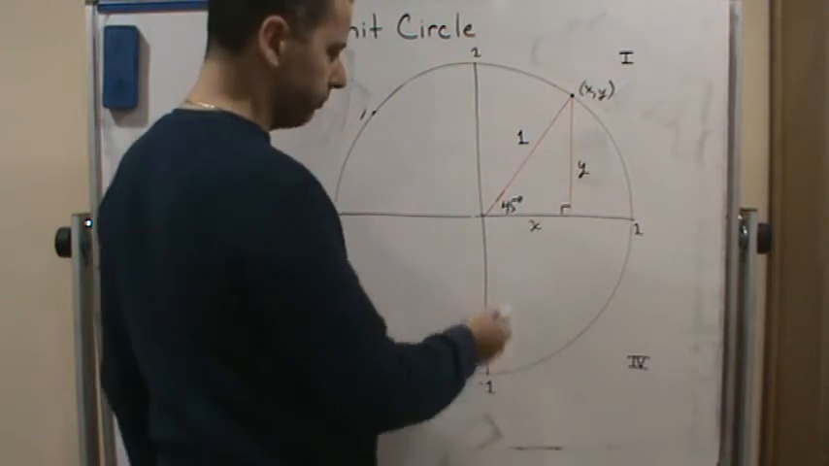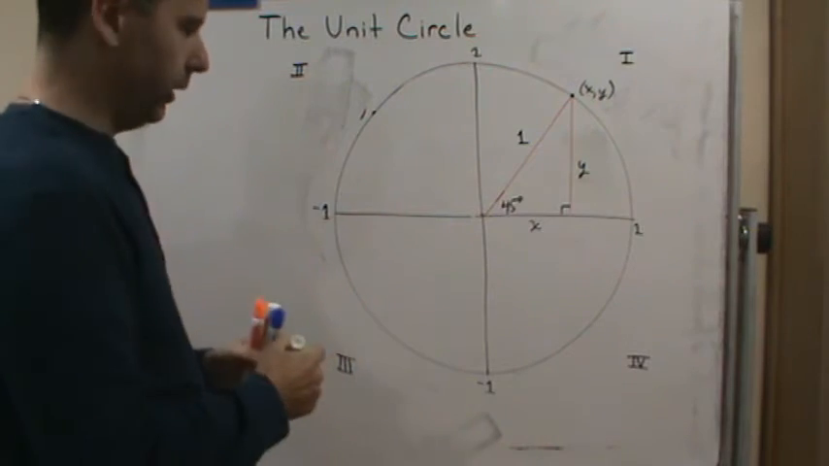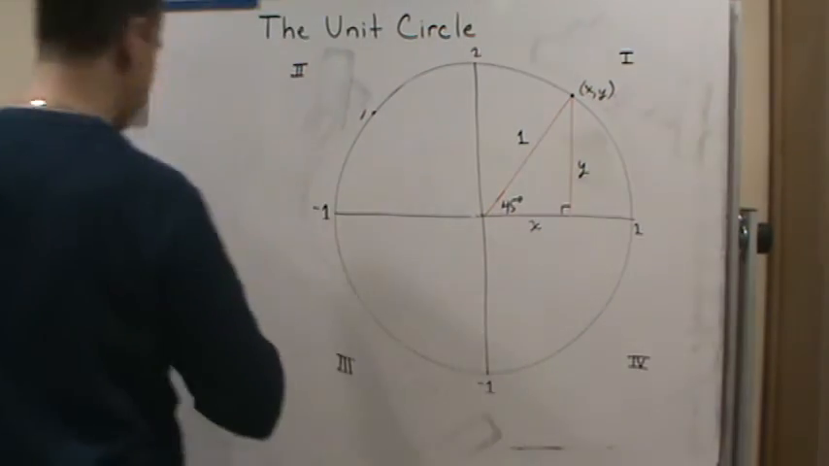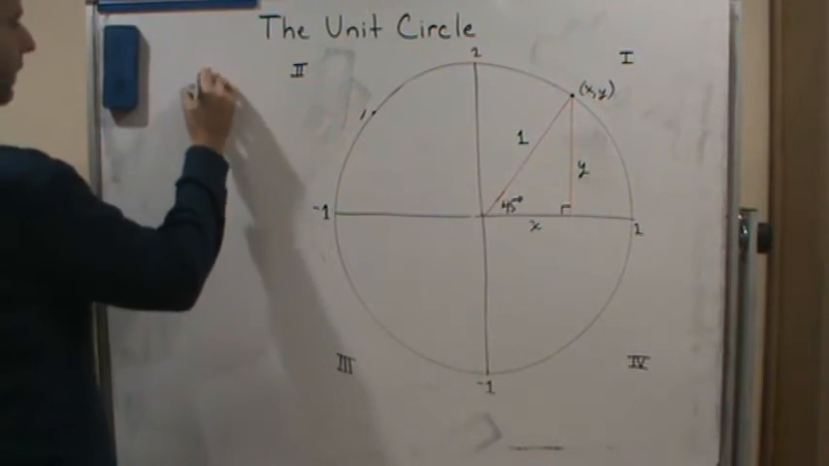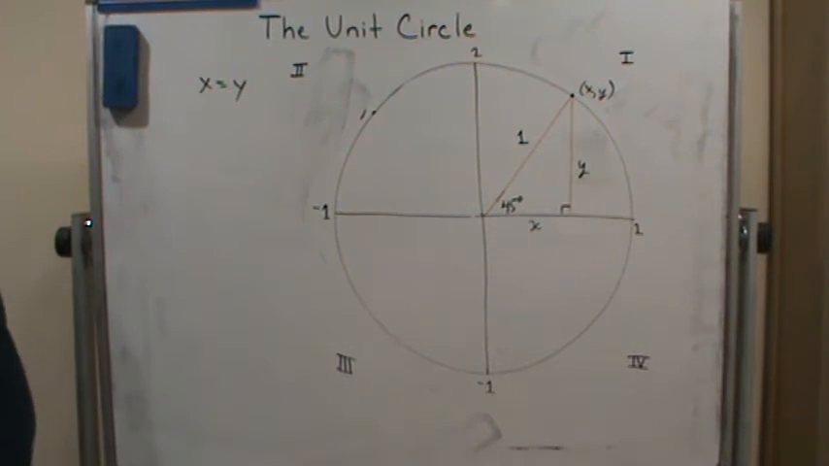Now, the one thing to remember is that because we're dealing with a 45, 45, 90 triangle, this is an isosceles triangle. So the first thing we note is that x is equal to y. Okay? And so now we're going to use the identity, and we're going to solve for x.